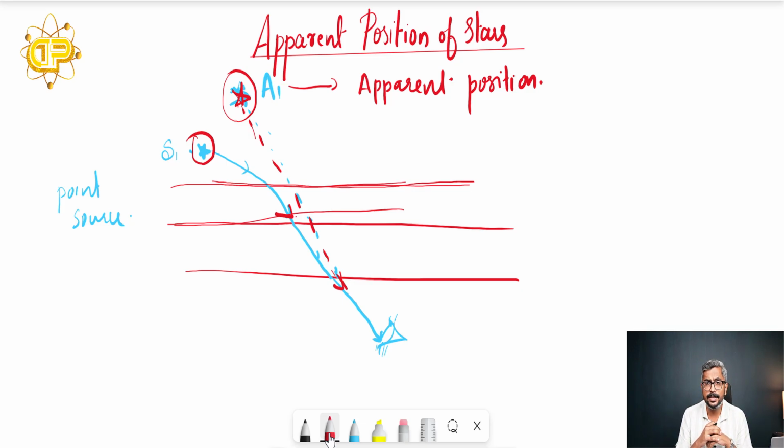Now the third point, that is early sunrise and delayed sunset. So what is this early sunrise? Sometimes the question can come as advanced sunrise and delayed sunset. Let us see that particular case.